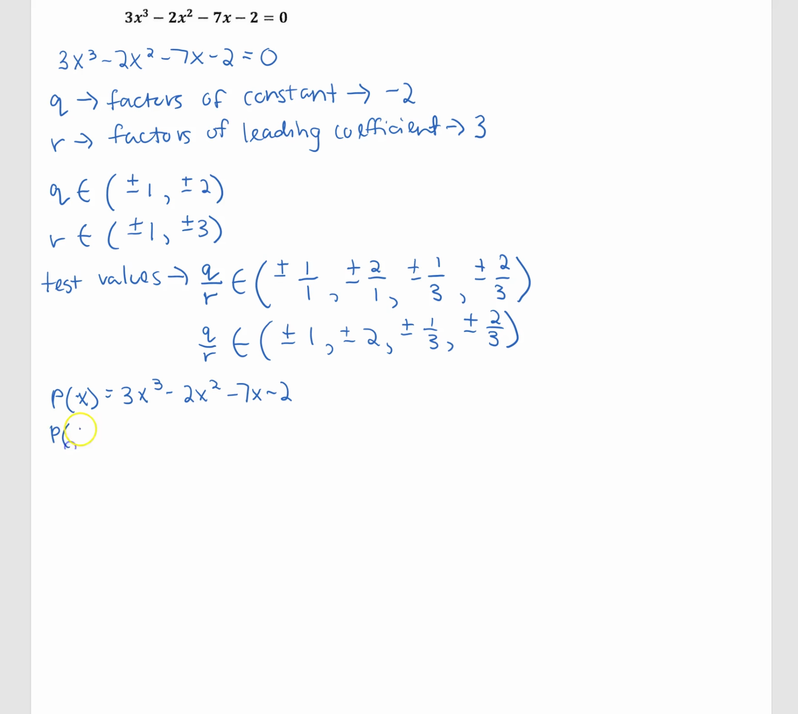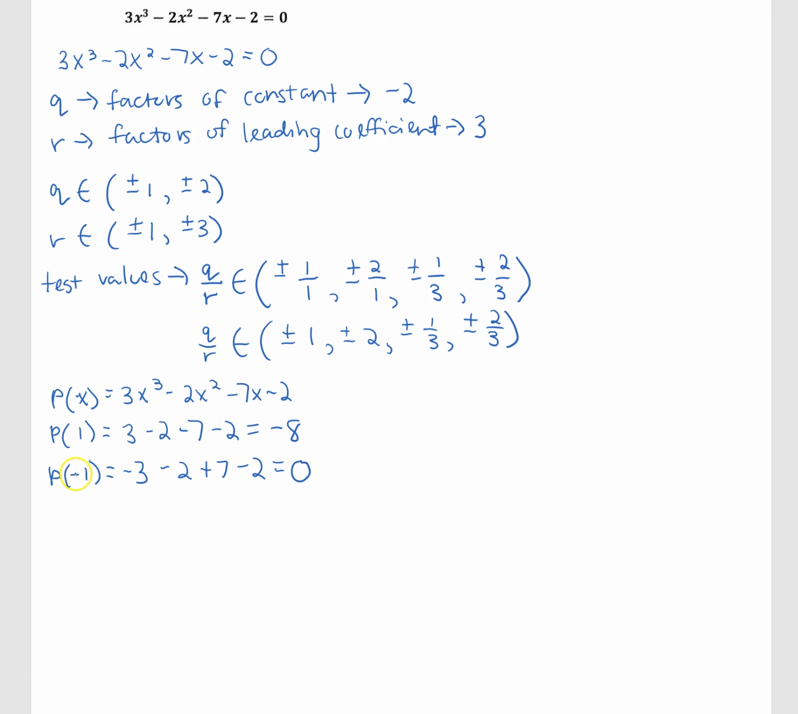So let's try p of 1. Plugging that in is going to be 3 minus 2 minus 7 minus 2. Evaluating that out gives us -8, so not 0, so that's not the right one. But let's try p of -1. So a -1 cubed is going to be -1, so that's going to be a -3. -1 squared is +1, so that stays -2. -1 times -7 is +7. We have a -2. And -3 minus 2 plus 7 minus 2 is going to be 0.